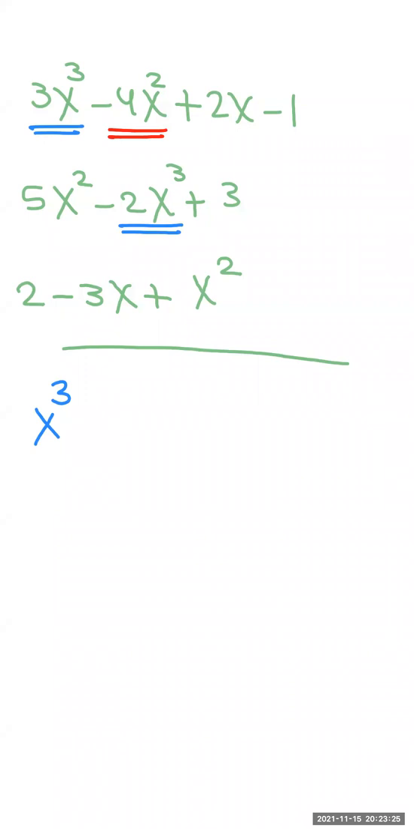Where is x to the power 2 here again? This one and this one. So negative 4x squared plus 5x squared. Negative 4 plus 5 means 1. So x squared as a positive, plus x squared, the last one. So it will be 2x squared.